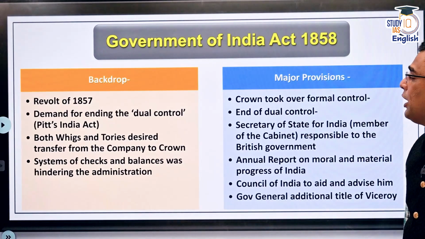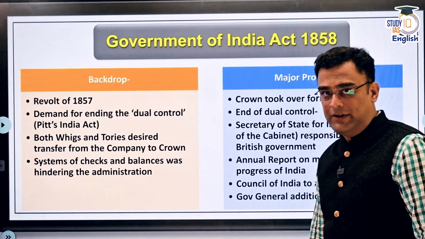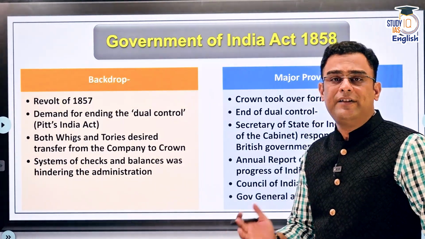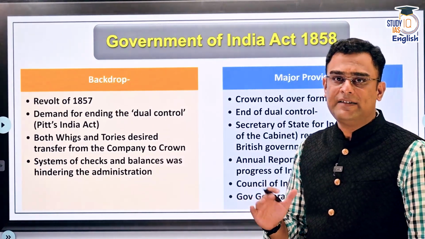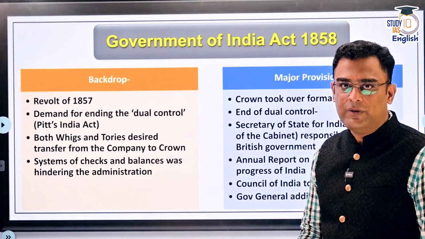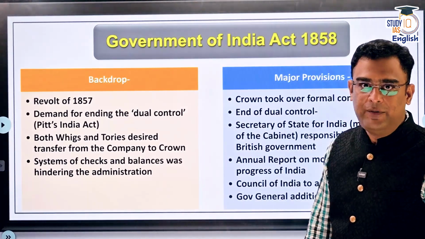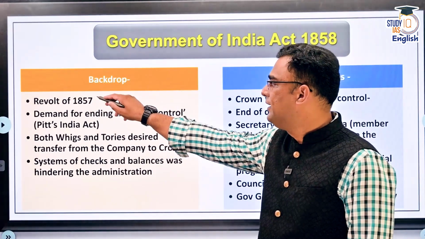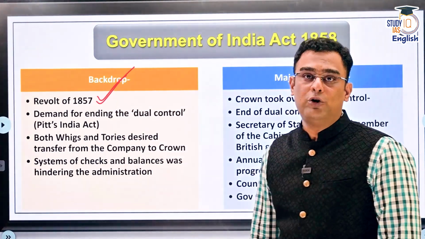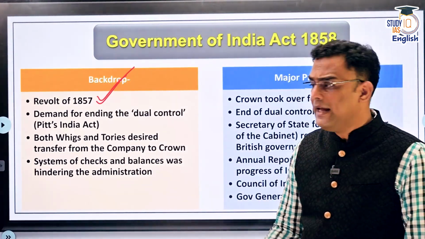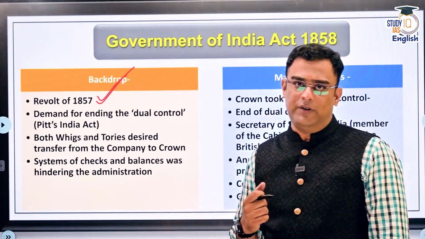Let's see now Government of India Act of 1858. Now, as I told you earlier, Charter Act of 1853 doesn't have any major significant provision, so a question is rather unlikely. Government of India Act of 1858 comes obviously in the backdrop of the revolt of 1857. This revolt came like a big jolt.